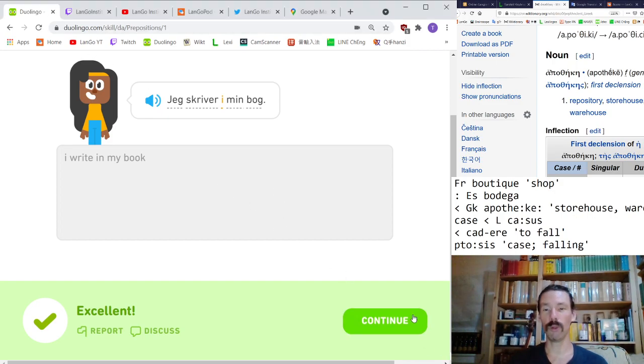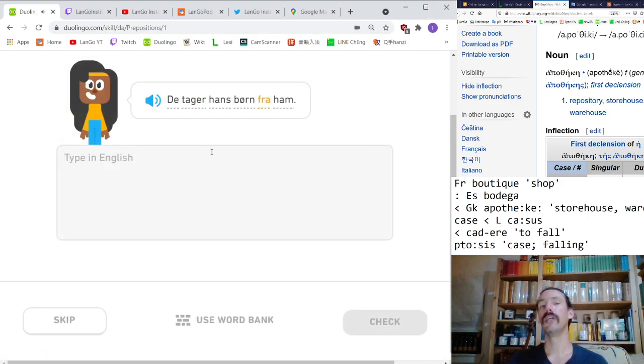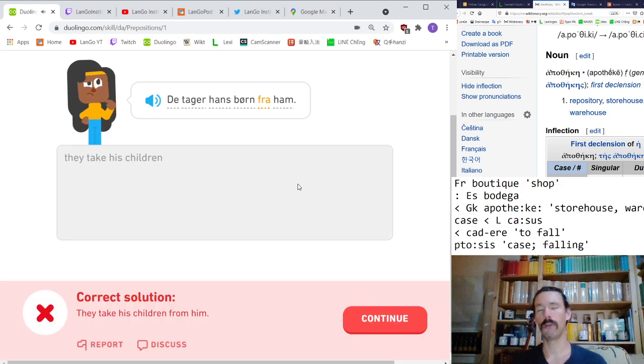Jeg skriver i min bog. De tager hans børn fra ham. De tager, they take. Tager. Hans børn, take his children from him. I need to put that.